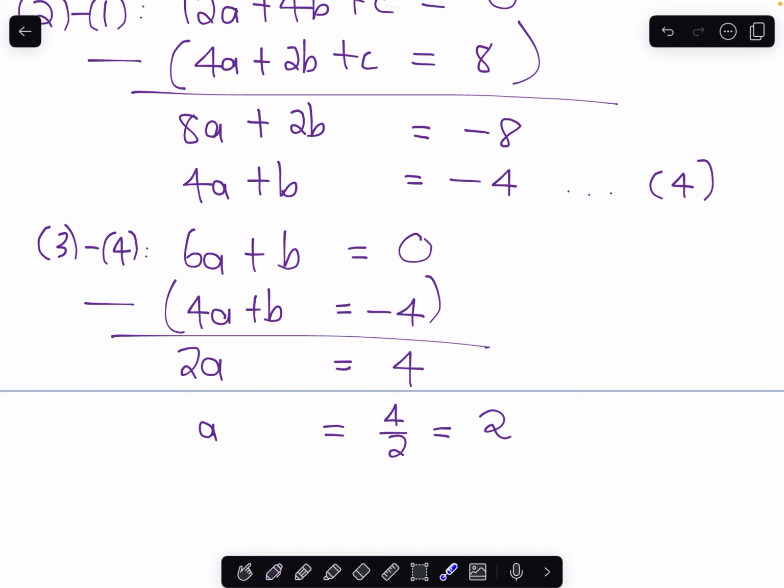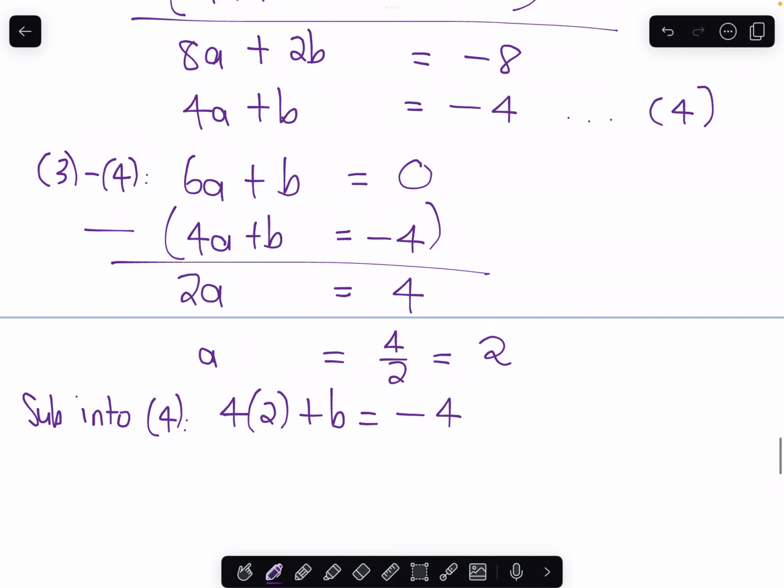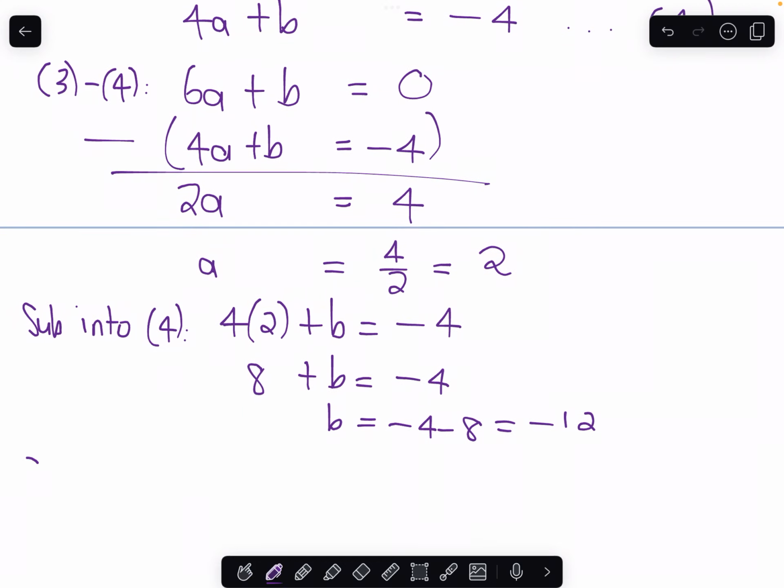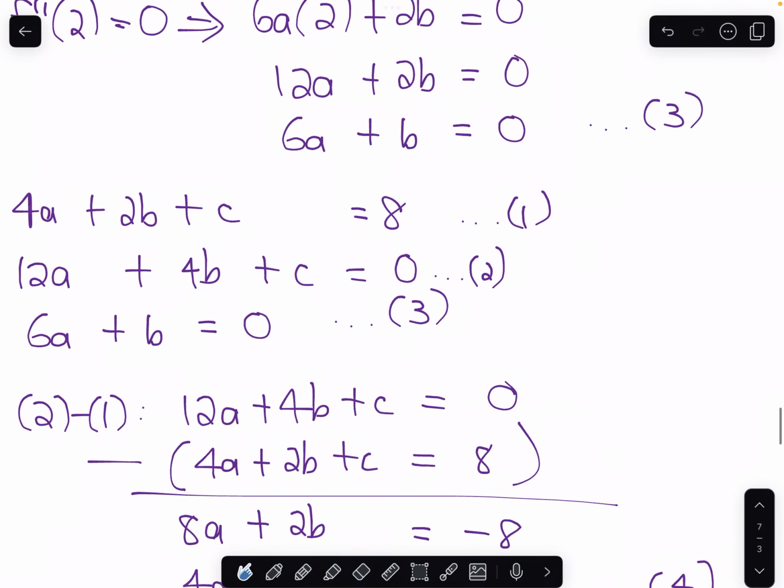And then from there, I can put it into either of these to get my b. So sub into, let's say, equation number 4. So 4 times 2 plus b is equal to negative 4. So that's 8 plus b. So b is equal to negative 4 minus 8, which is negative 12. And then sub that into one of my OGs that has the c, let's say into 1.